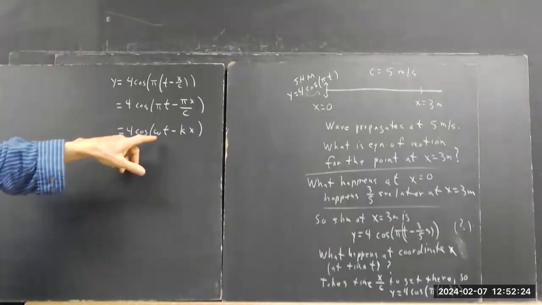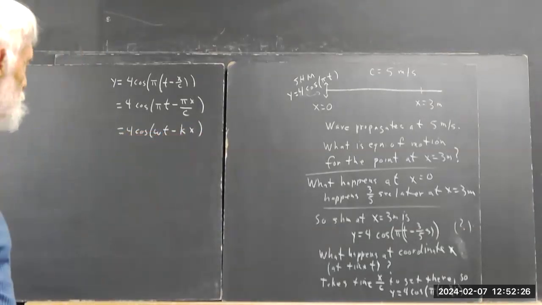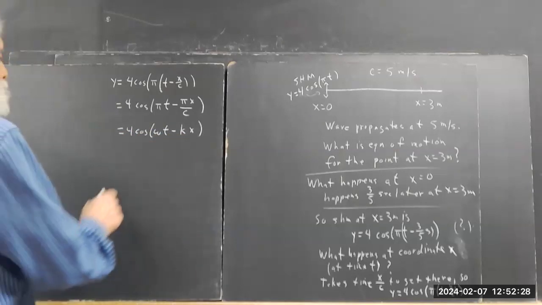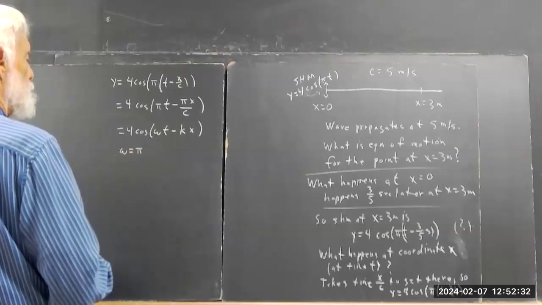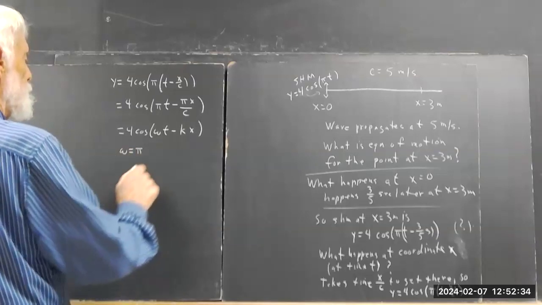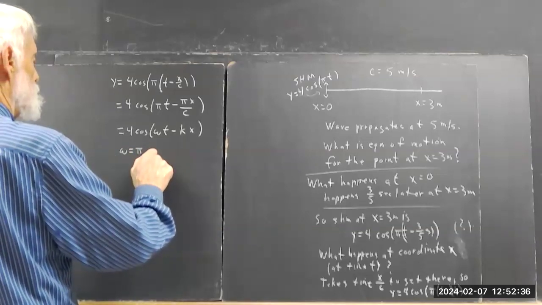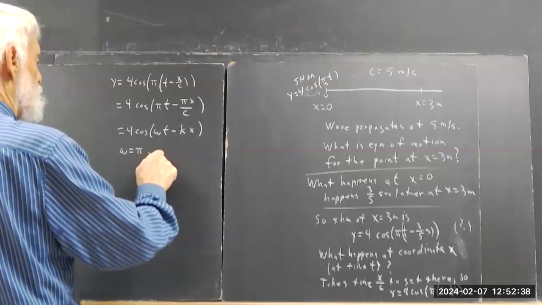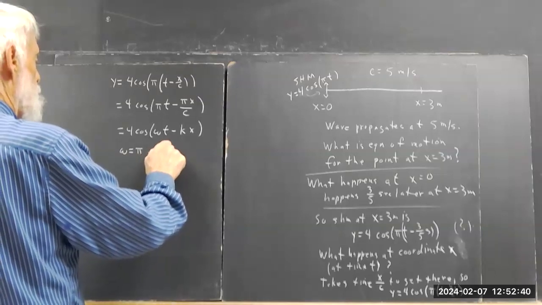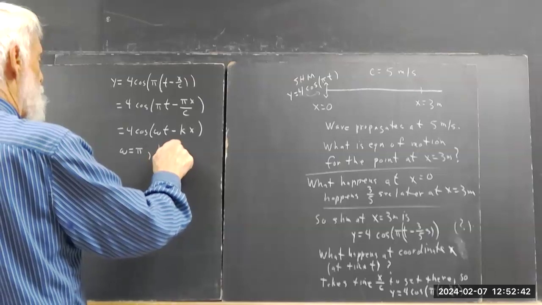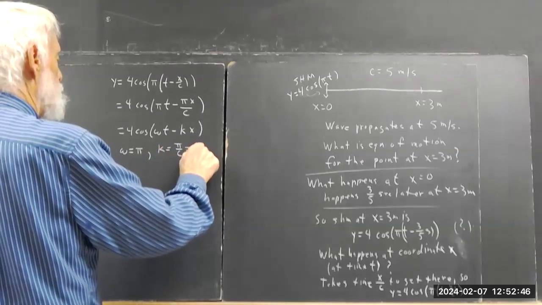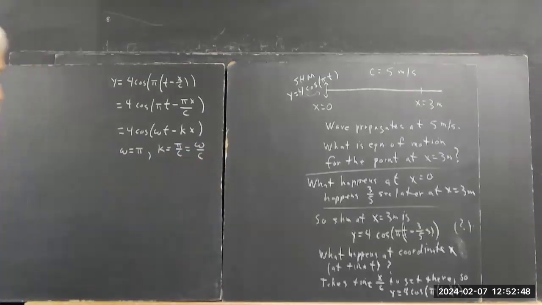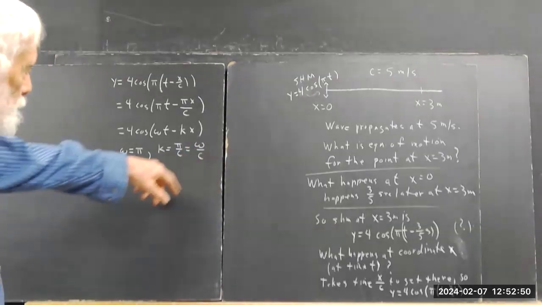Which is 4 times the cosine of omega t minus kx. k is pi over c, but in general it's omega over c.